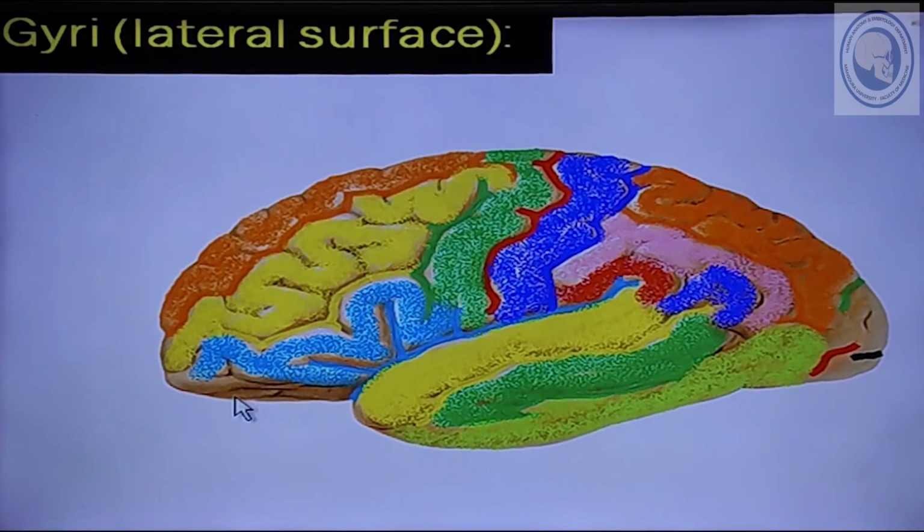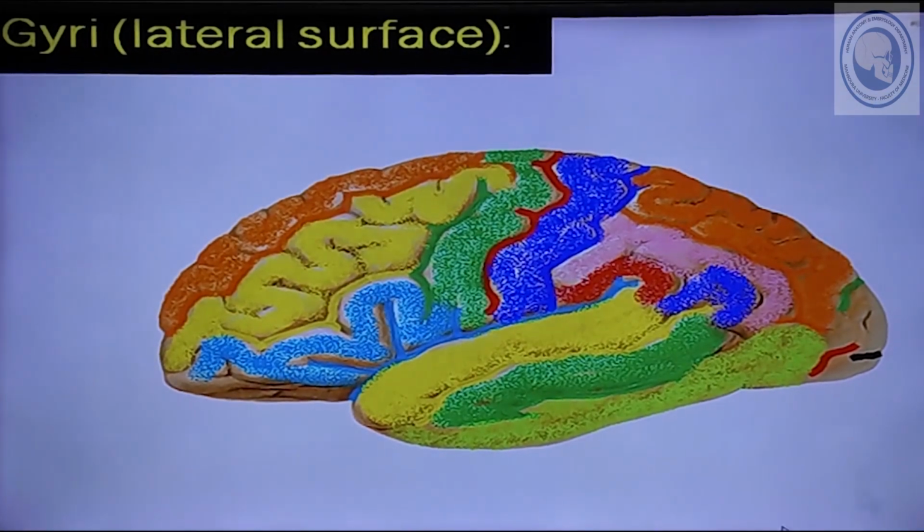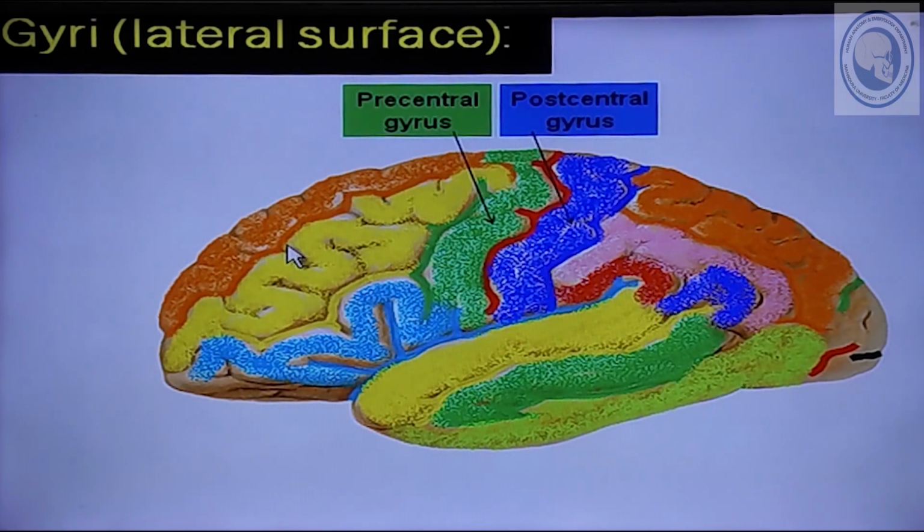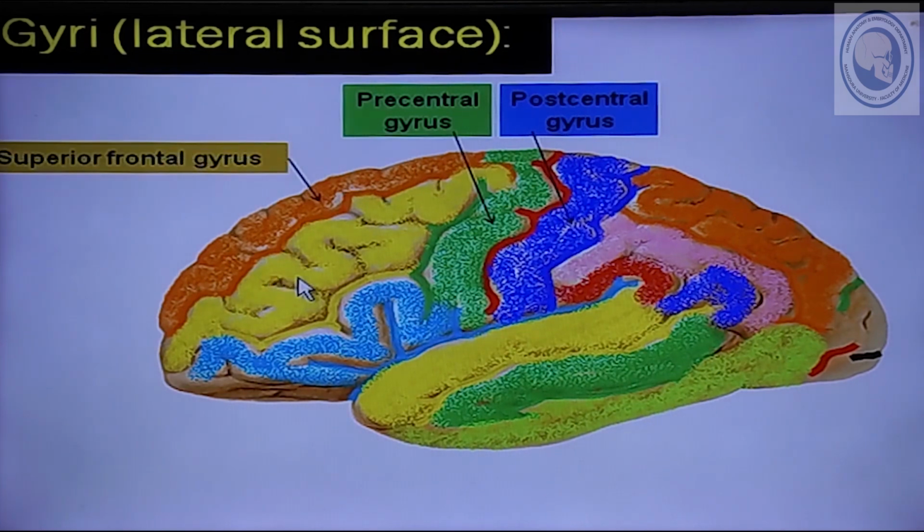What about areas in between sulci, which are named gyri on the lateral surface? Between central and precentral sulcus, we have a gyrus called precentral gyrus. So between central and postcentral sulcus, we have another gyrus named postcentral gyrus. Because we have two frontal sulci, the frontal lobe will be formed of three frontal gyri. So we have superior frontal gyrus, middle frontal gyrus, and the inferior one, which is the inferior frontal gyrus.